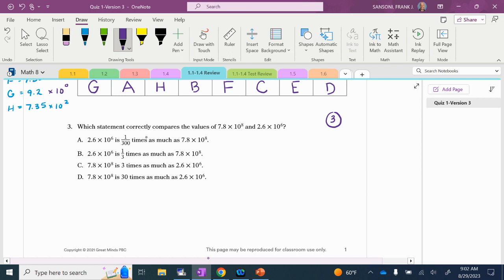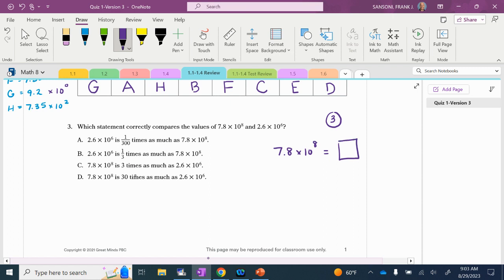It says, which statement correctly compares the values of 7.8 times 10 to the 8th and 2.6 times 10 to the 6th? And remember how we always did times as much as, so we would put our first number here. So 7.8 times 10 to the 8th. And then it says is. Now notice a couple of these start with the 2.6, but I'm going to start with this big number, and then I'm going to show you a shortcut to flip it. So 7.8 times 10 to the 8th is, don't forget, always equals. And then we have to figure out how many times as much.